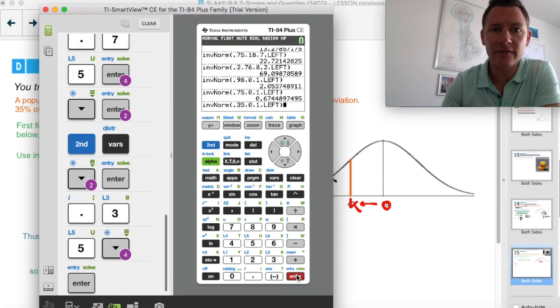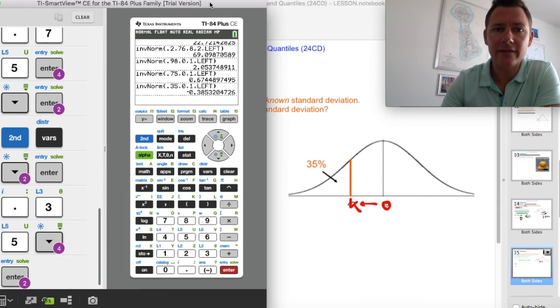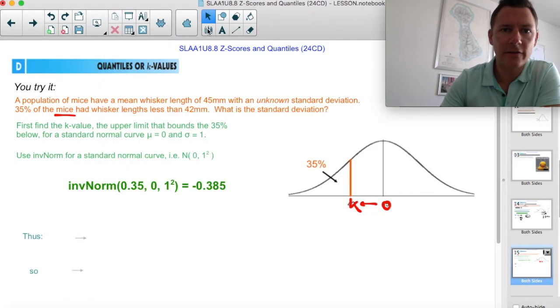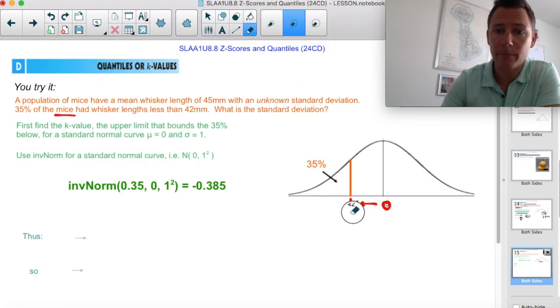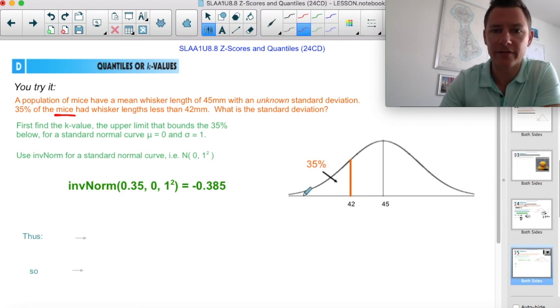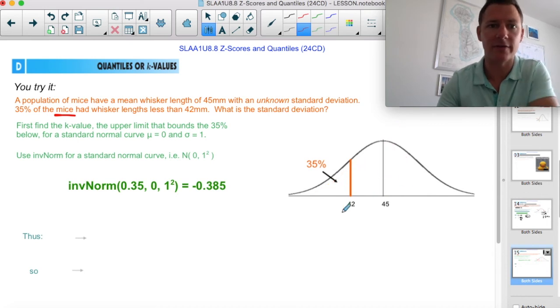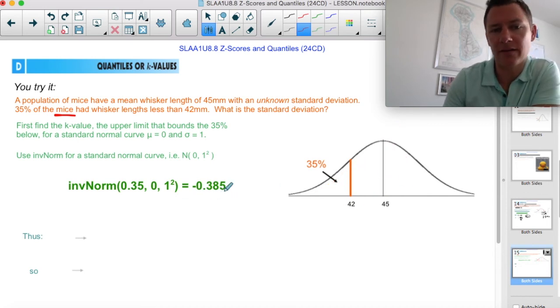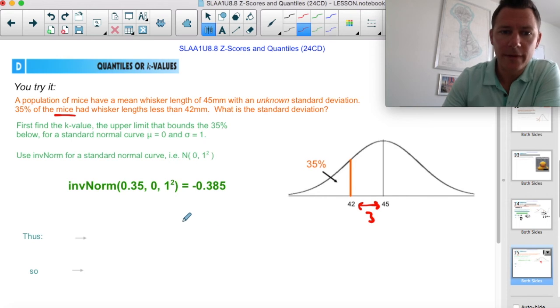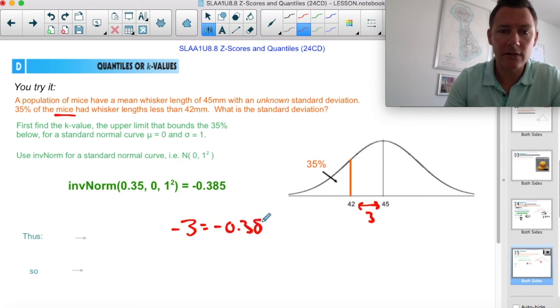0 and 1 tell us that it's a standard normal curve, and this negative 0.385 tells us, the negative tells us that we're below the mean, which makes sense because if it was more than the mean, it would be bigger than 50%, because the middle is 50% of the data. So this tells us that we're about 38% of a standard deviation below the mean. We have to use this idea that the distance between here and here, those 3 units, the 3 units are negative 0.385 of a standard deviation.